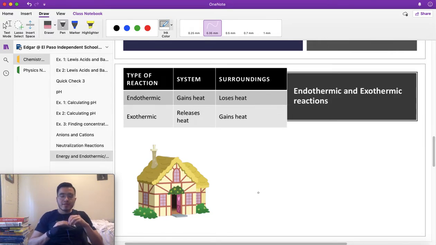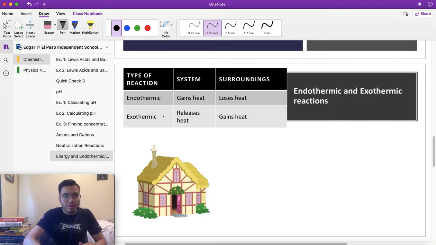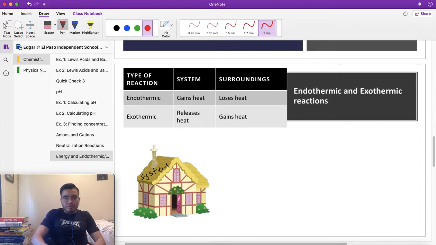Let's represent a system with this house. And let me write the word system on it. System. And then we're going to represent heat and its direction with arrows using red color. Let's say we had heat energy going out from the system. You see the arrow. This is an exothermic. Well, let me also indicate outside the house, it's the surroundings.